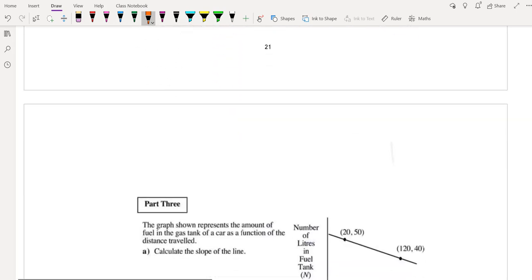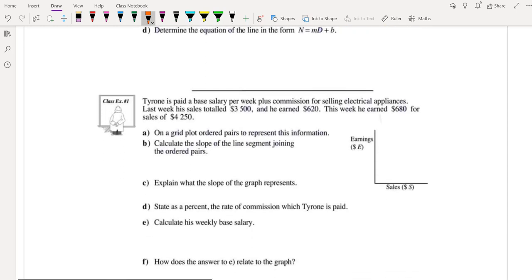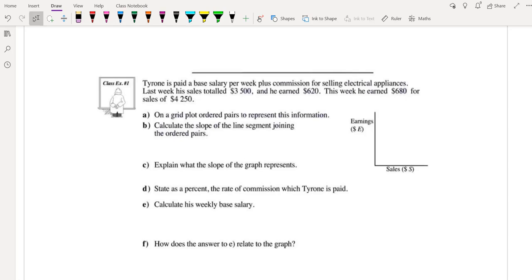Okay, we're going to skip over part 3 here and go straight to an application question. So the question goes, Tyrone is paid a base salary per week plus commission for selling electrical appliances. Last week, his sales totaled $3,500, but he earned $620. This week, he earned $680 with sales of $4,250. Right? So we're going to start off by just plotting this information.